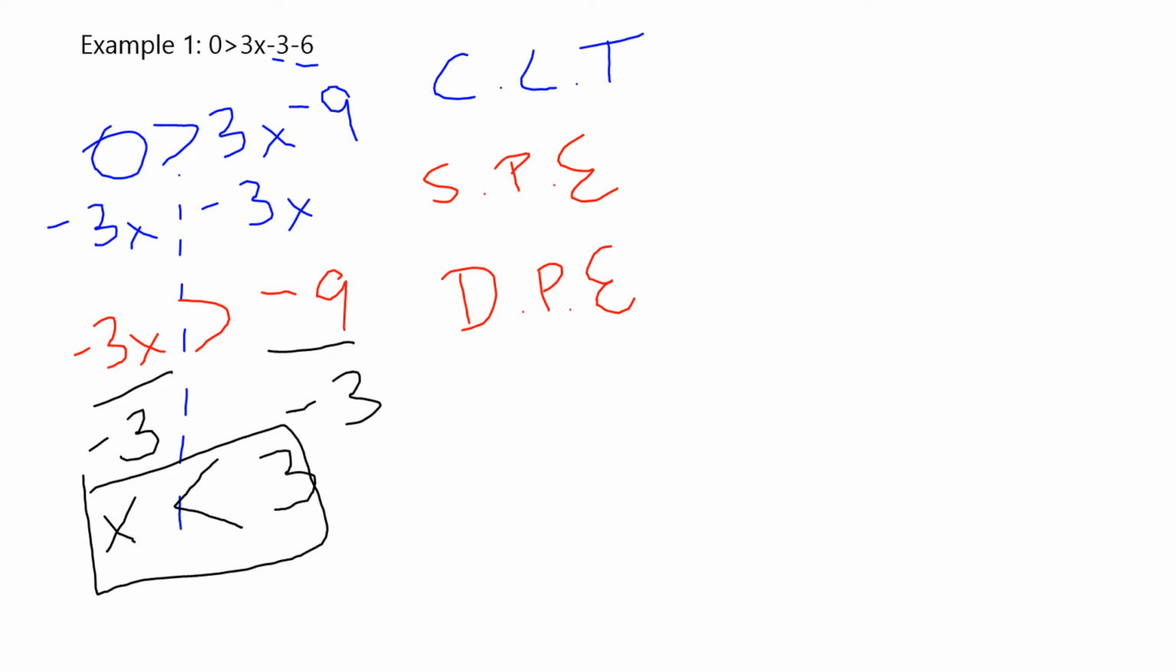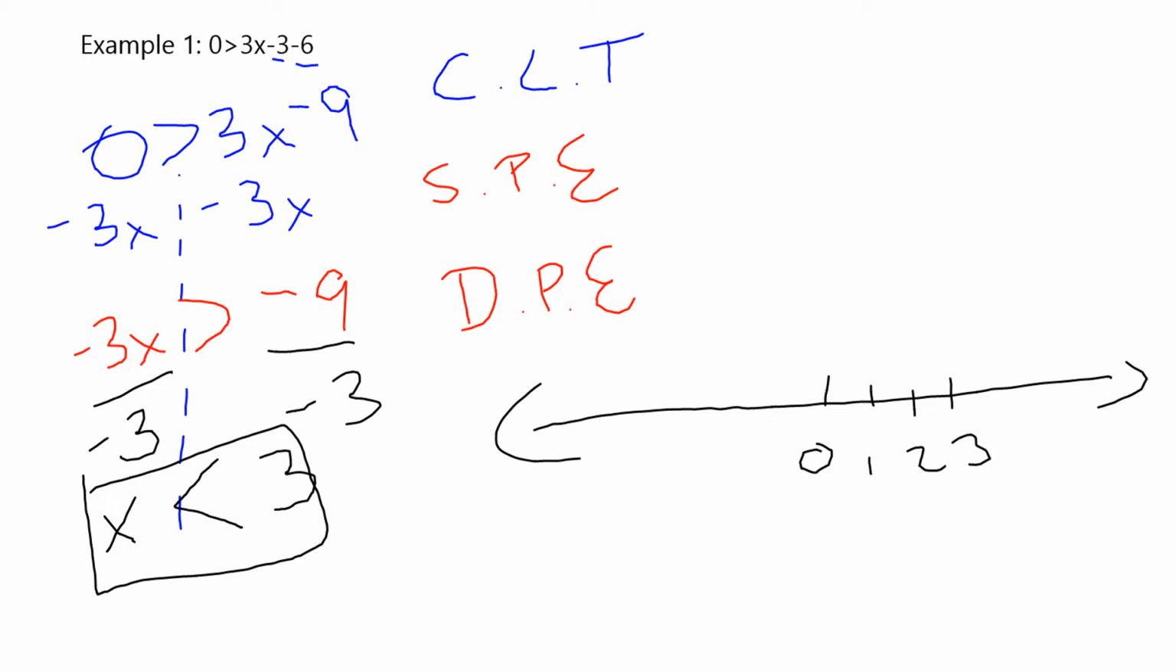Sometimes it will ask you to graph it. When it asks you to graph it, you're looking at a number line. And so what you do is you would put a circle at 3. Since this is not or equal to, it's an open circle. If it's equal to, it's a closed circle. And then it's less than 3, so less than is to the left. And that would be the answer to x is less than 3.